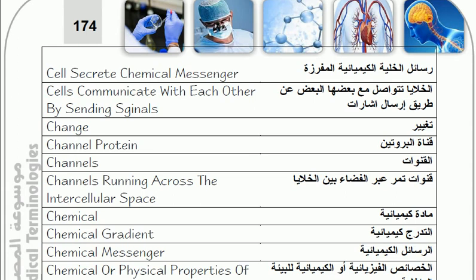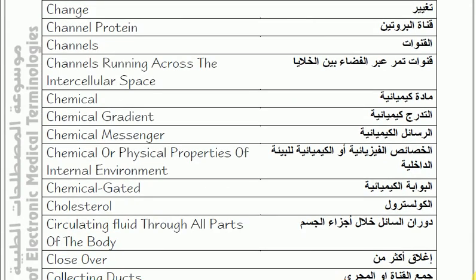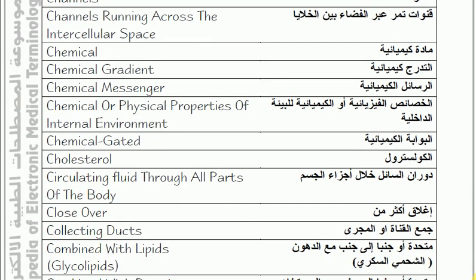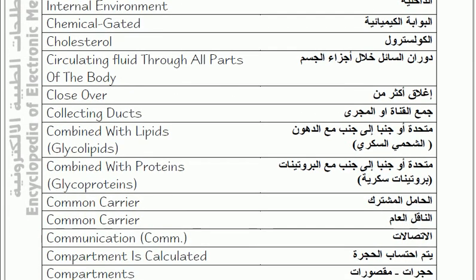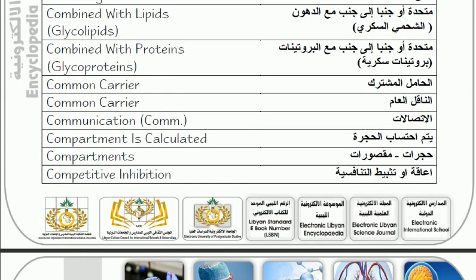Change. Channel protein. Channels. Channels running across the intercellular space. Chemical. Chemical gradient. Chemical messenger. Chemical or physical properties of internal environment. Chemical gated. Cholesterol. Circulating fluid through all parts of the body. Closeover. Collecting ducts. Combined with lipids. Glycolipids. Combined with proteins.